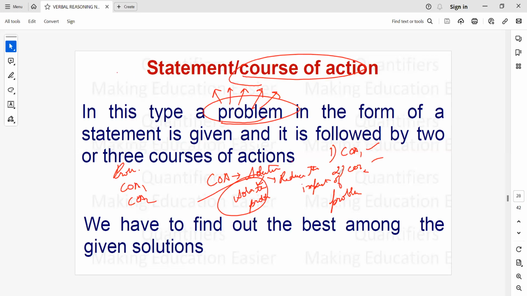Now, you need to understand that whatever course of action you're giving, it should be moral and ethical. You cannot be asked to kill people. That is the one thing you need to keep into consideration. Another is that it should be practically possible. So what if it is not practically possible?